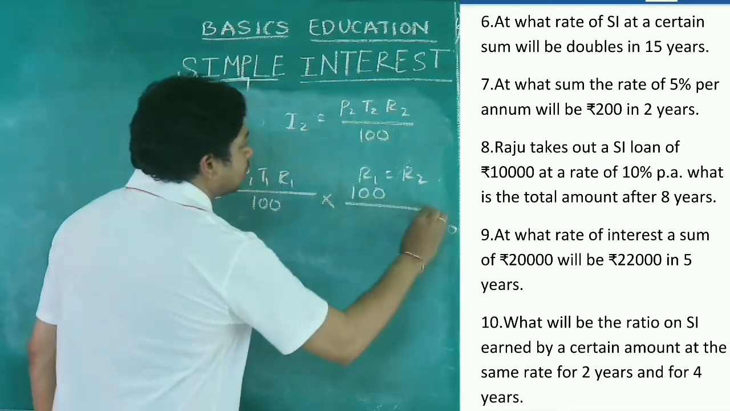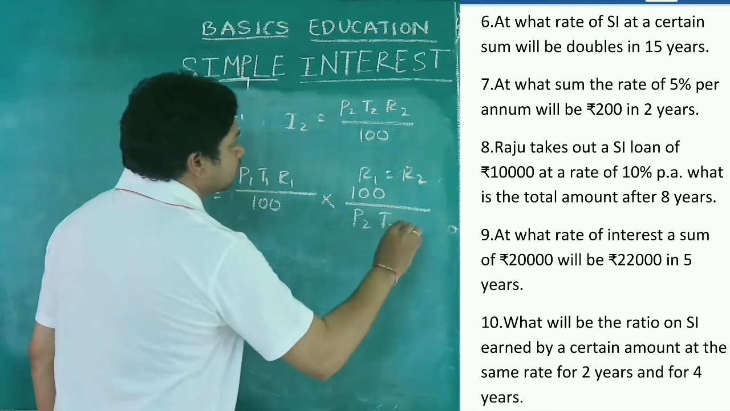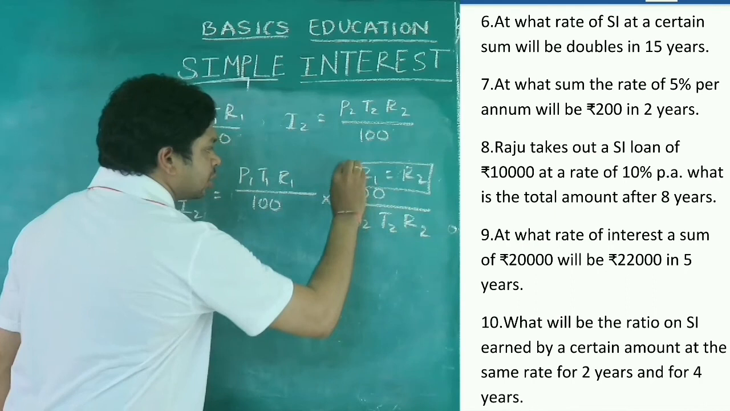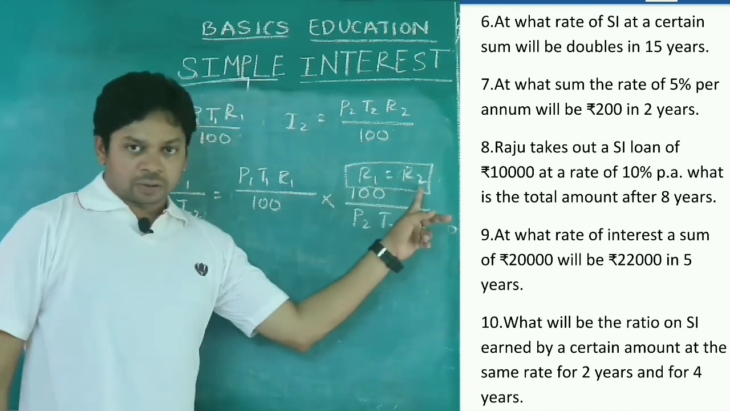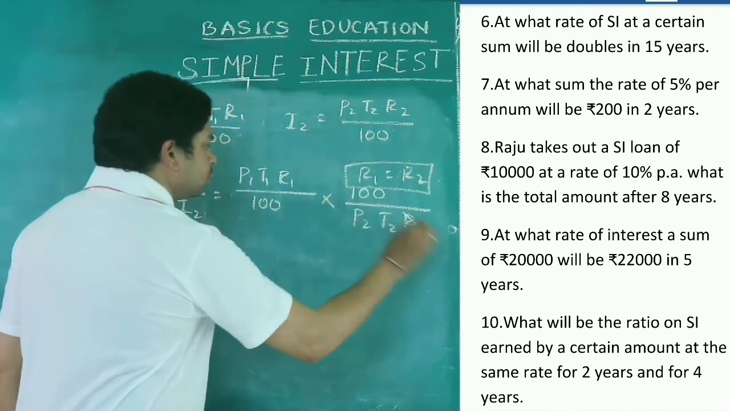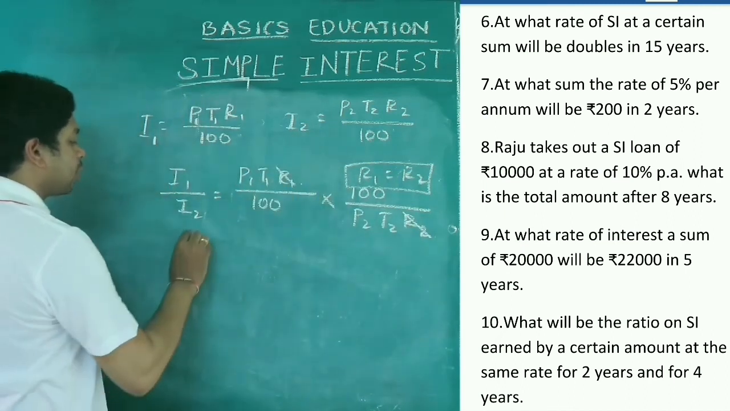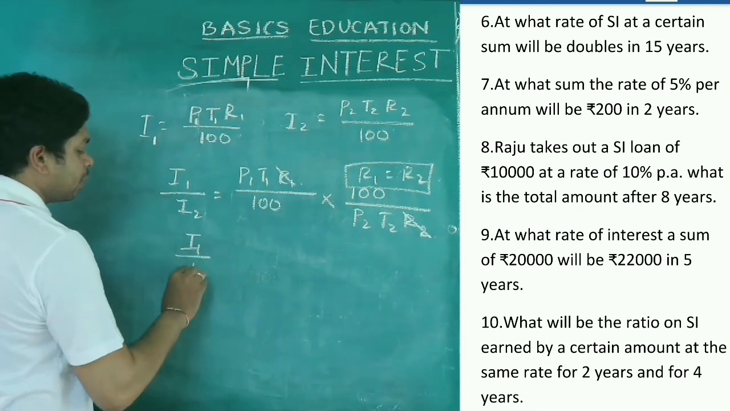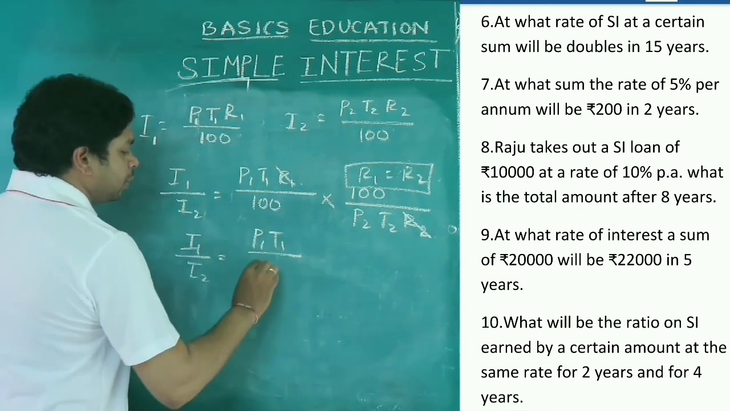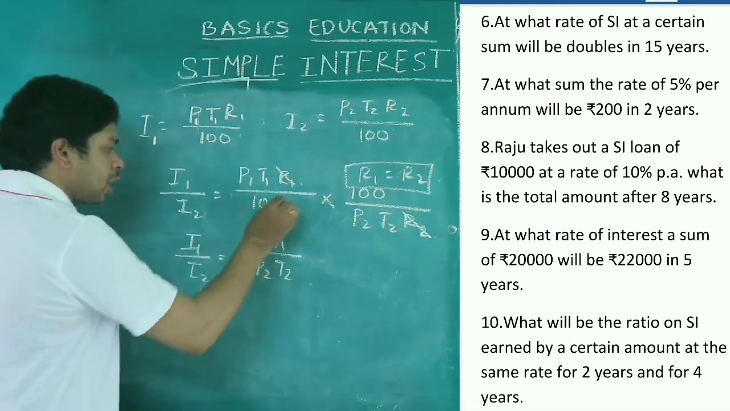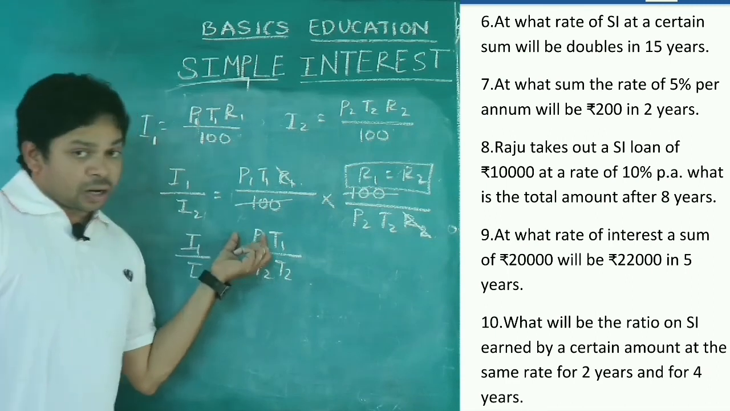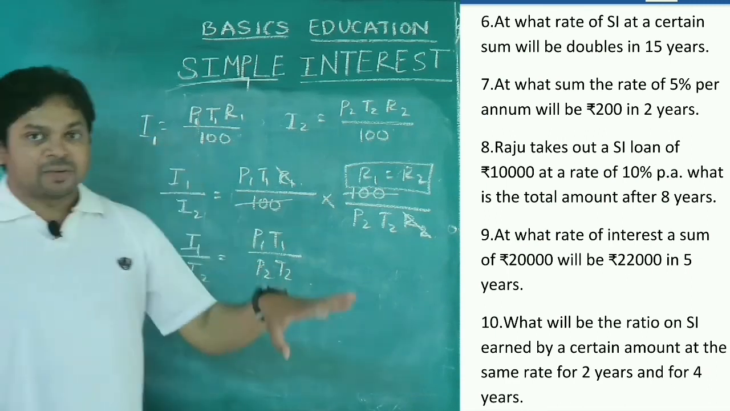We know from the data he has given, that R1 equal to R2. So R2 and R1 will be cancelled. Then we can write this formula, I1 by I2 is equal to P1, T1 by P2, T2. Why? Because here 100 and 100 are also cancelled. And from the data we should also know one thing, that for a particular sum amount for the 2 time periods, P1 is equal to P2.